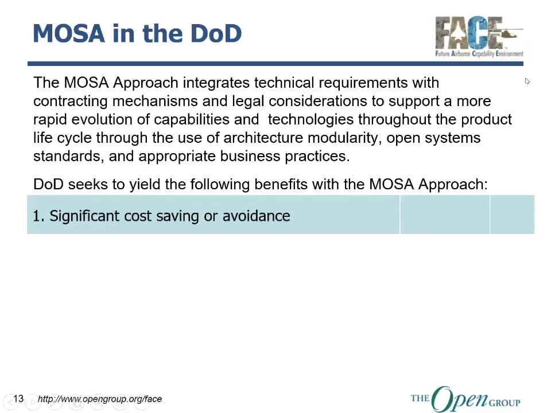So once again, the DOD seeks to yield the following benefits with the MOSA approach. Significant cost savings or avoidance, absolutely. There's essentially a product line mentality that surrounds FACE architecture and FACE procurement, because you can now have multiple companies target a class of components that can be distributed to the U.S. government or any other entity for a next generation airborne platform.